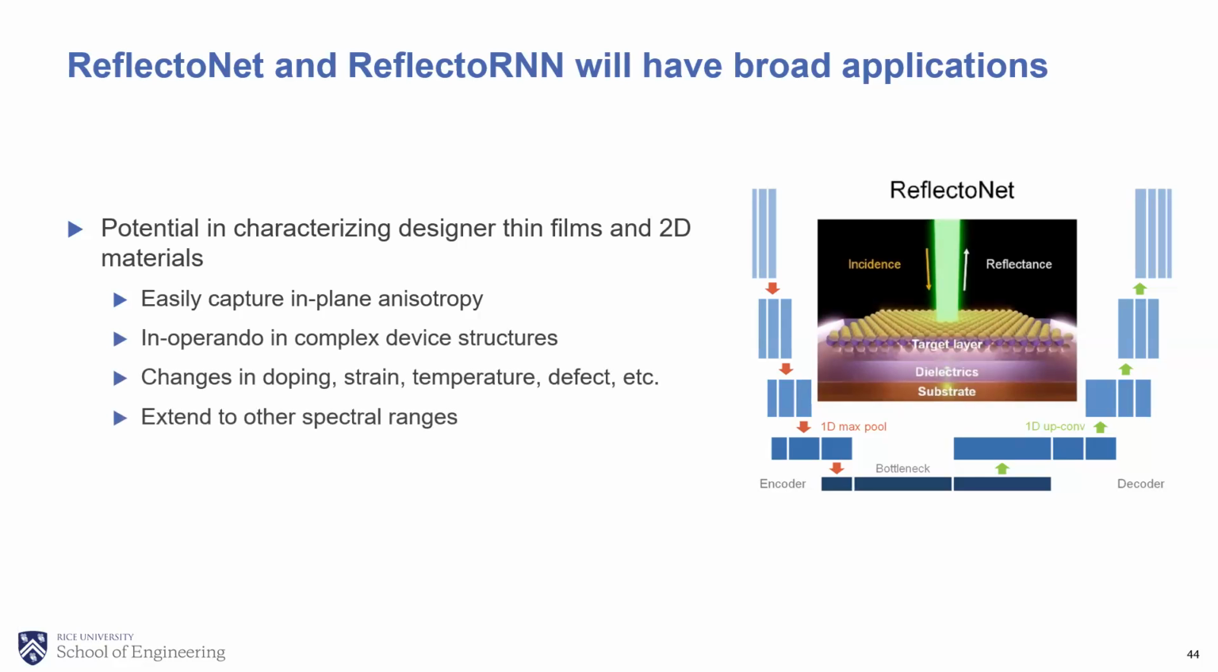Yeah, so in addition, we can obtain the in-operando change of N and K for a material in complex device structures. So this really enables us to study the change of the material properties in response to doping, strain, temperature change, and defects. In our studies so far, we are focusing on the spectral range between 400 nanometers and 800 nanometers in wavelength. But our model can be easily extended to other spectral ranges for different applications.